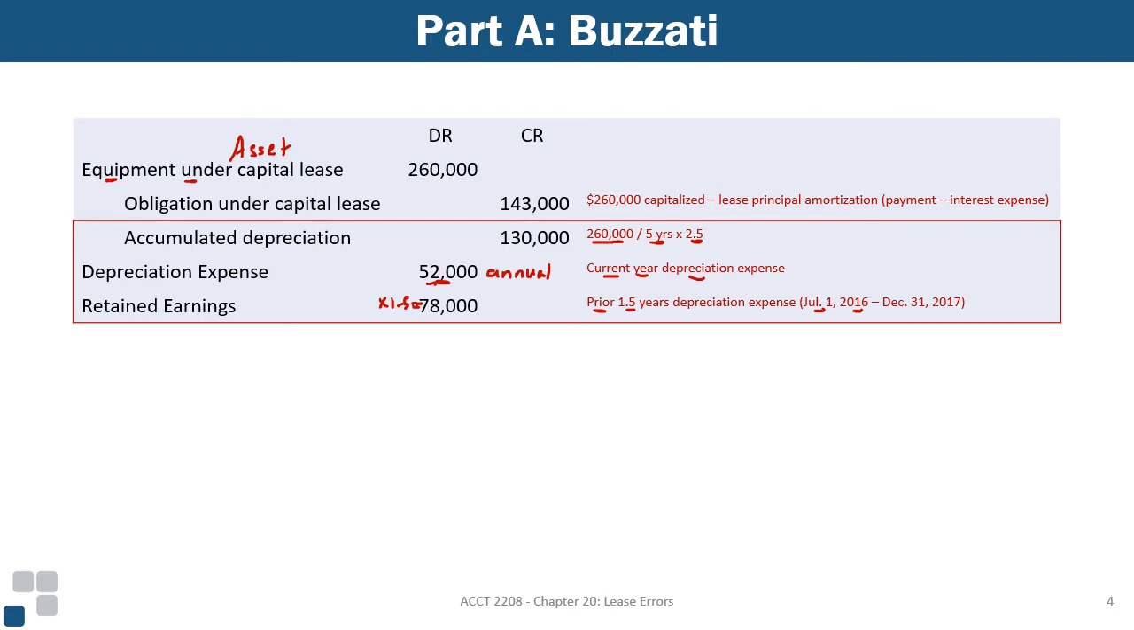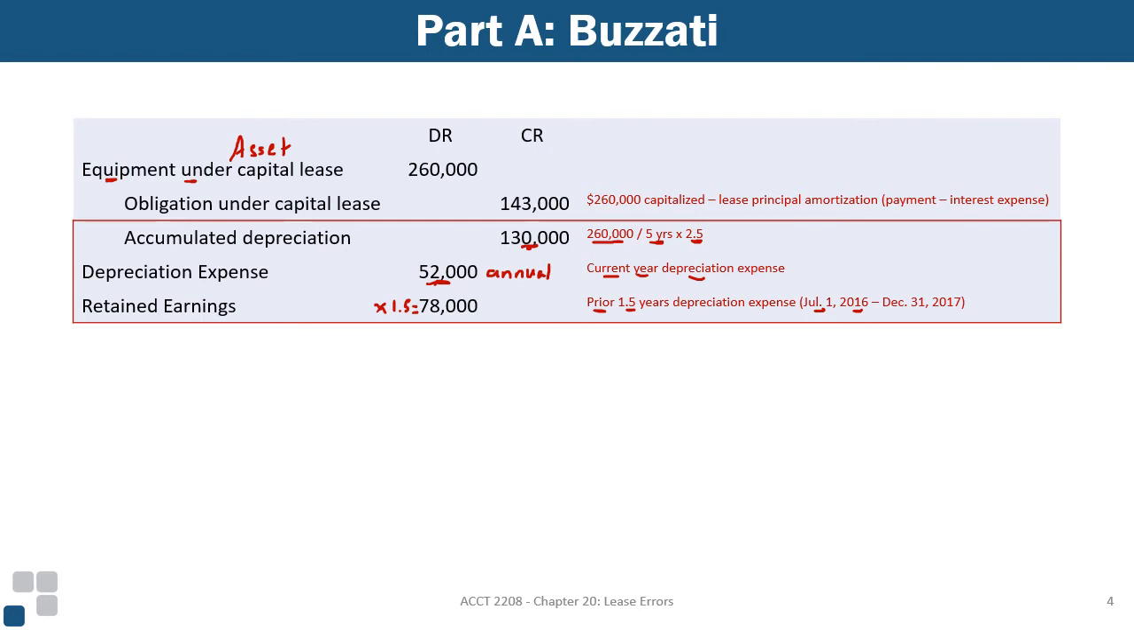And that's debited to retained earnings because we cannot debit prior year's accounts because the accounts are closed, right? So anything related to prior year, we have to go to retained earnings. So I'll just fix this again. So times 1.5. Okay, so 52 and 78 is a total of 130,000.